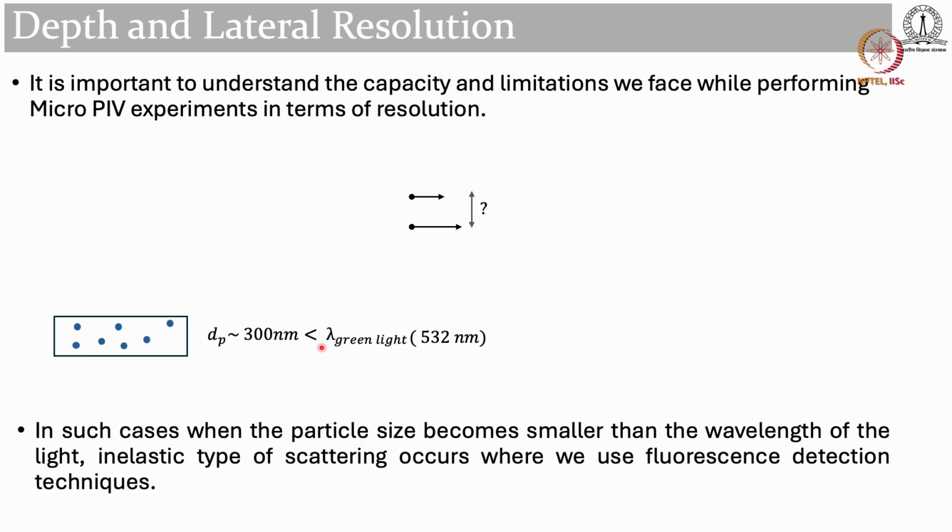In such cases, when the particle size becomes smaller than the wavelength of the light, inelastic scattering occurs, and that's where we use fluorescent detection techniques. There are other techniques, but we won't go into depth on them. You can read about inelastic scattering; basically, the internal state of the particle alters after they collide, and normal scattering doesn't work. This is one of the complications which we deal with by using fluorescence detection techniques.